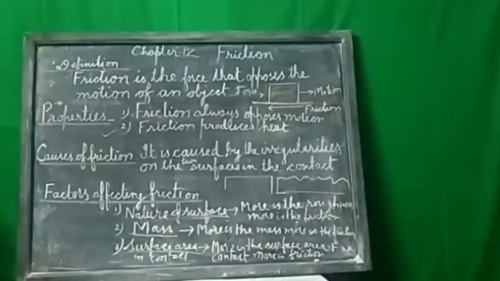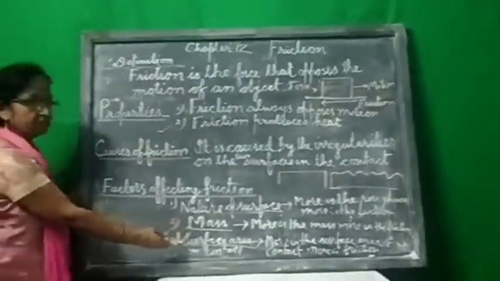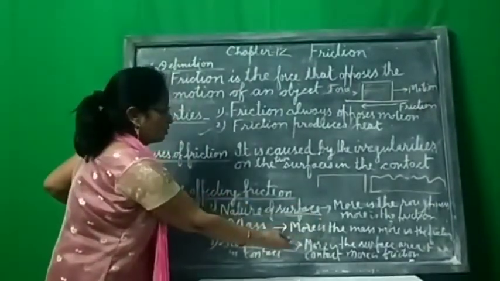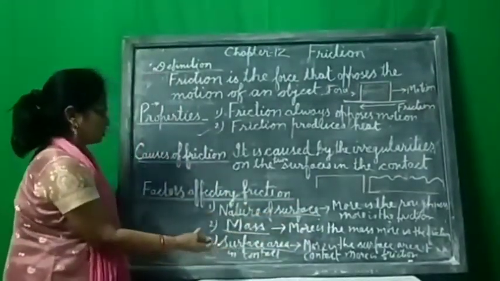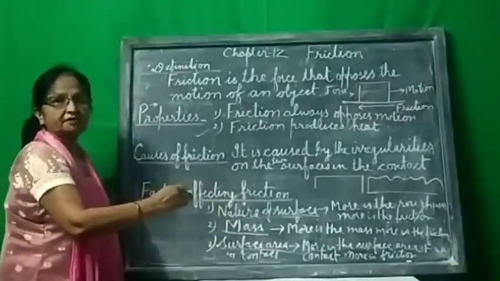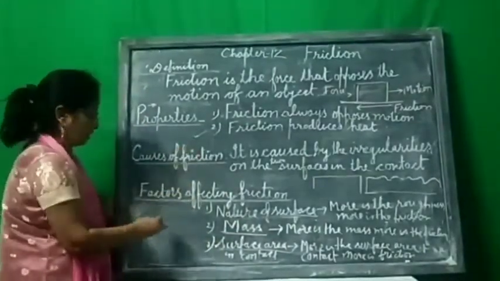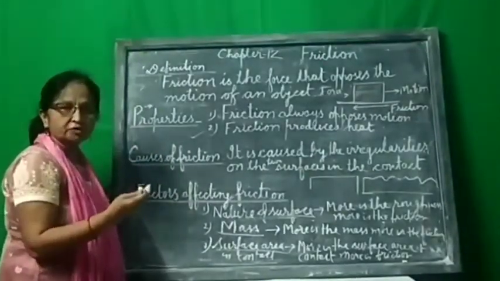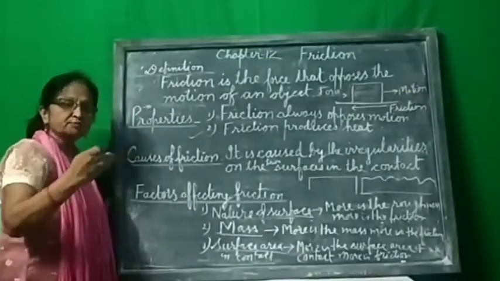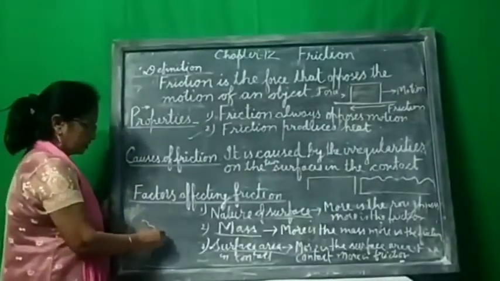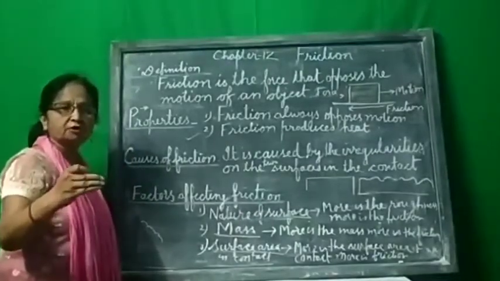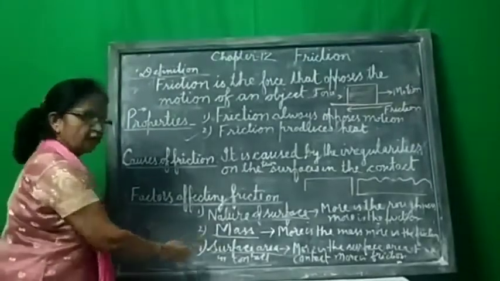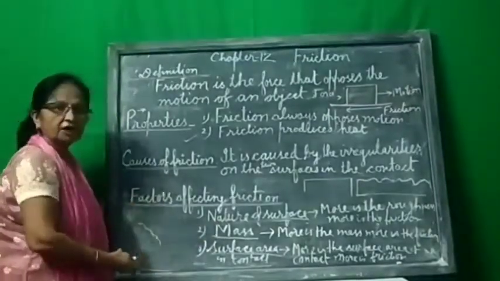And the next factor is surface area. Means the more the surface area of contact, the more is friction. When the surface area will increase, कब बढ़ेगा हम देखेंगे. किसी सरफेस पे इरेगुलरिटीज, हम पढ़ेंगे डिफरेंट टाइप ऑफ फोर्सेस, स्लाइडिंग, स्टैटिक. तो इरेगुलरिटीज होने से सरफेस एरिया बढ़ जाता है, और उस सरफेस एरिया की वजह से एरिया ऑफ कांटेक्ट इंक्रीज होगा, और friction will increase.